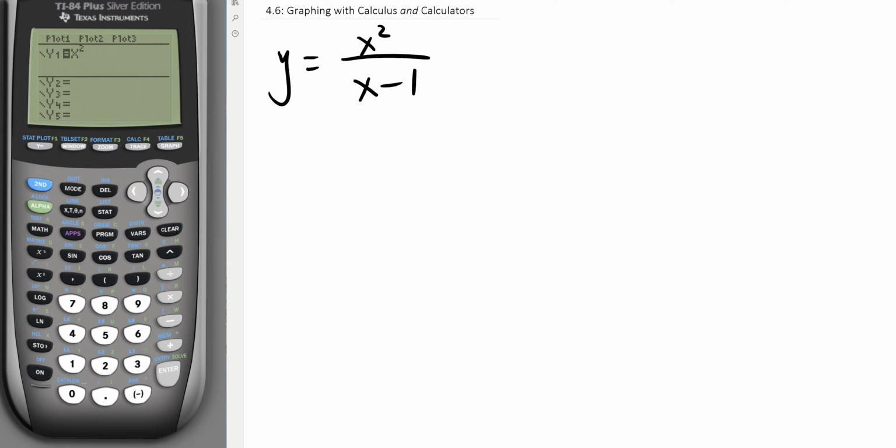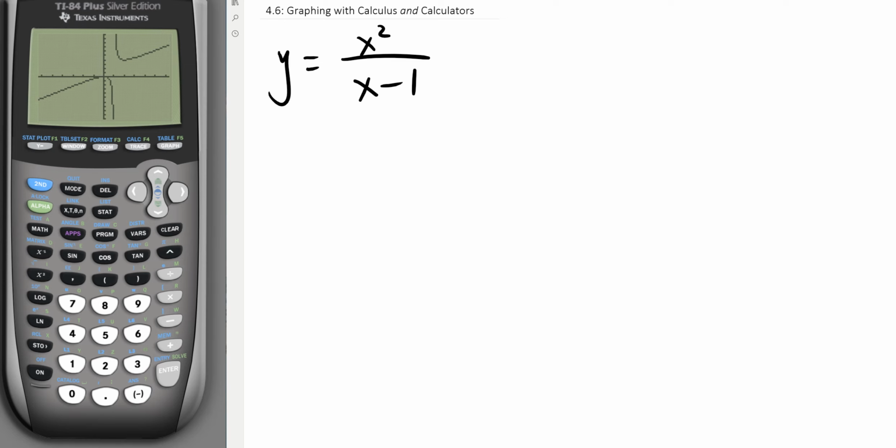So I'm going to do x squared, and then divide. For the quantity in the denominator, x minus 1, we must open a parentheses, put x minus 1 and close the parentheses. Otherwise, the calculator will take the minus 1 and put it next to the fraction. It's not going to understand that this whole quantity, x minus 1, goes in the denominator. So we place a parentheses around it. And then we click on graph in the upper right corner. It's going to graph it for us.